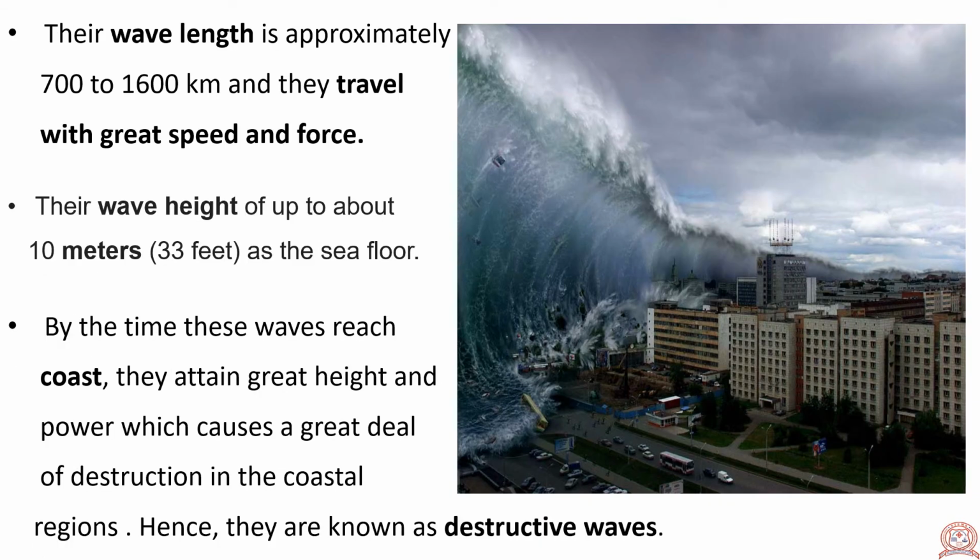Their wavelength is approximately 700 to 1600 km and they travel with great speed and force. Their wave height is up to about 10 meters or 33 feet at the sea floor. By the time these waves reach the coast, they attain great height and power, which causes a great deal of destruction in the coastal regions. Hence, they are known as destructive waves.